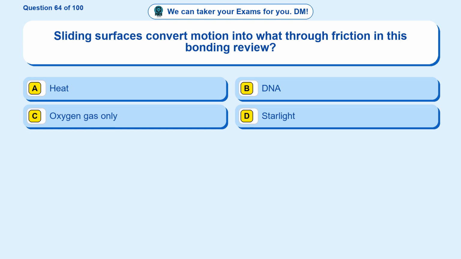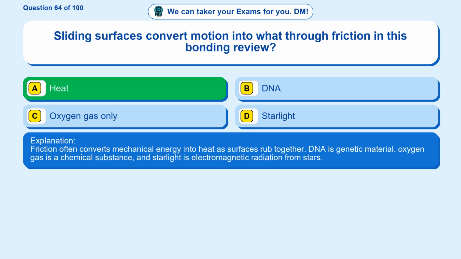Question 64. Sliding surfaces convert motion into what through friction in this bonding review? Option A, heat. Option B, DNA. Option C, oxygen gas only. Option D, starlight. The correct answer is option A. Heat. Friction often converts mechanical energy into heat as surfaces rub together. DNA is genetic material, oxygen gas is a chemical substance, and starlight is electromagnetic radiation from stars.